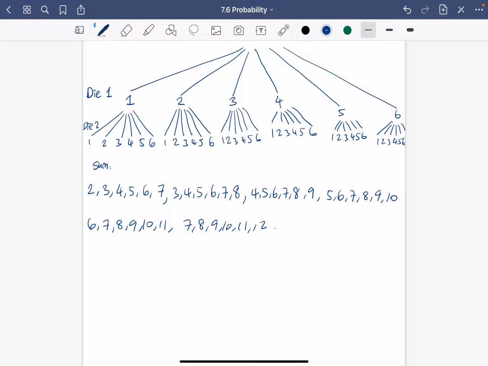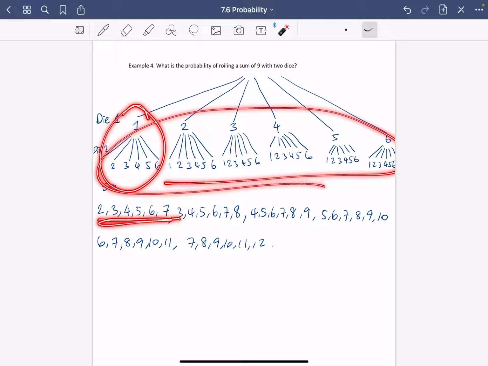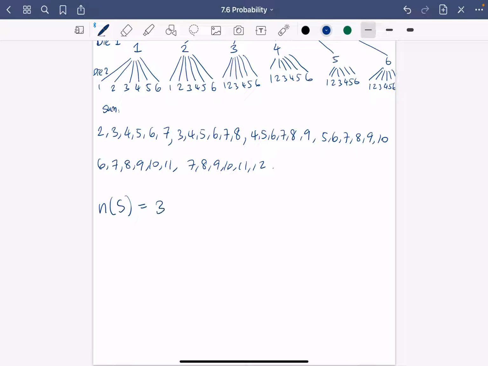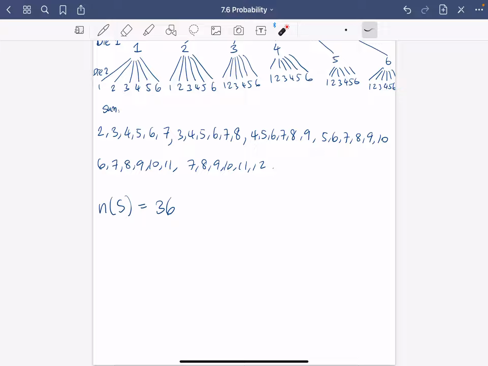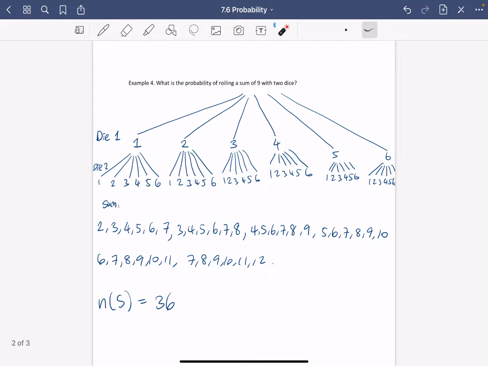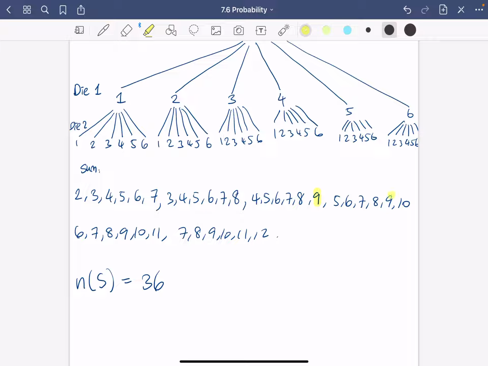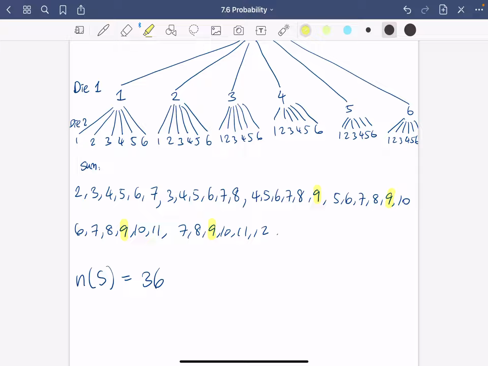Okay, all of these numbers are our sample space. How many are there? Well, each of these branches has 6 outcomes, and we have 6 branches. So in total, 6 times 6, the number in our sample space is 36. We have 36 numbers in total over here. Now, how many of them have a sum of 9? Well, let's just look for 9s here. It's 1, 2, 3, and 4. So I have 4 nines in total.